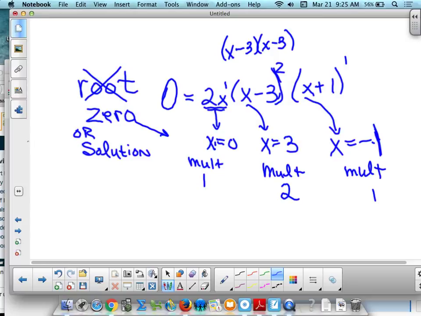Okay? Relative minimum, maximum, cross it all out. Cross it out. Go to the next page.